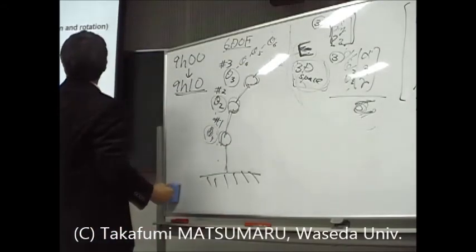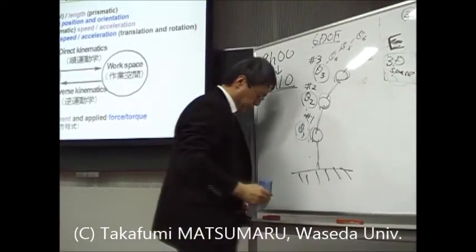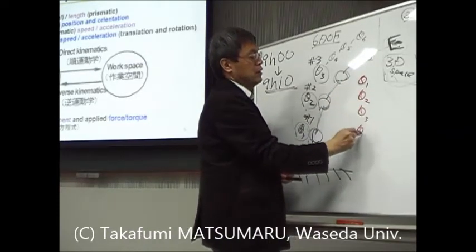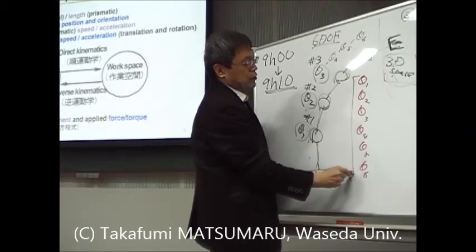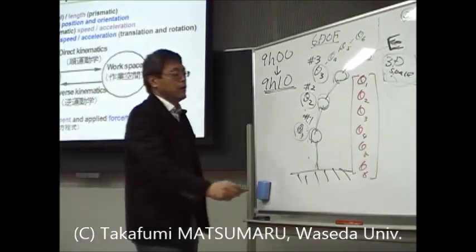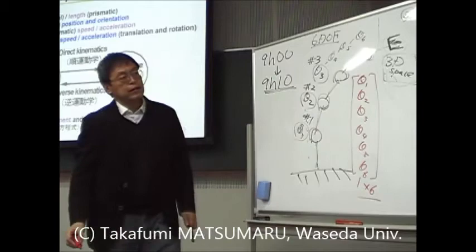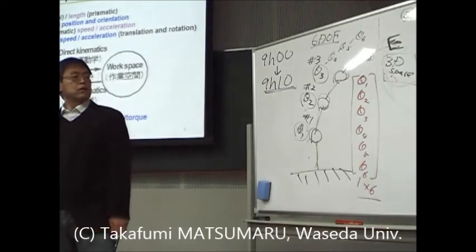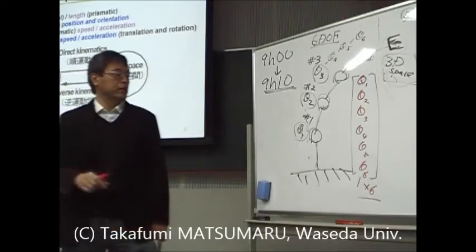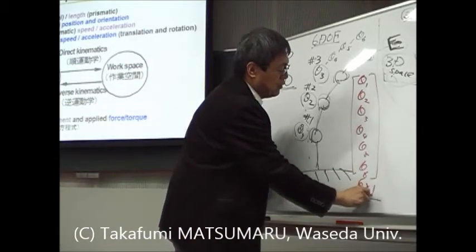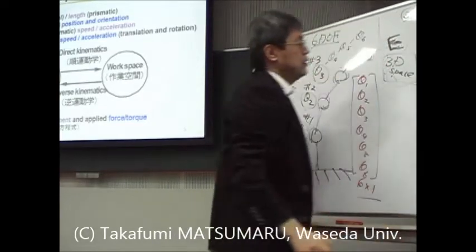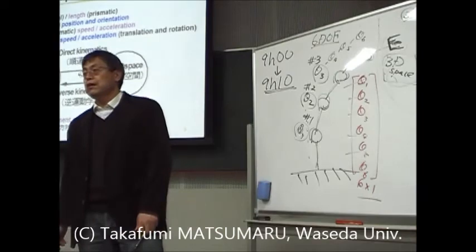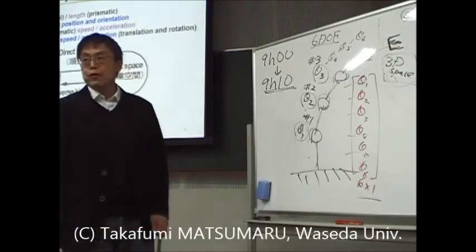So the joint space, the joint parameters, are for example theta 1, theta 2, theta 3, theta 4, theta 5, theta 6. Yes? A 6 by 1 vector, 6 rows and 1 column. This is also a 6 by 1 vector.